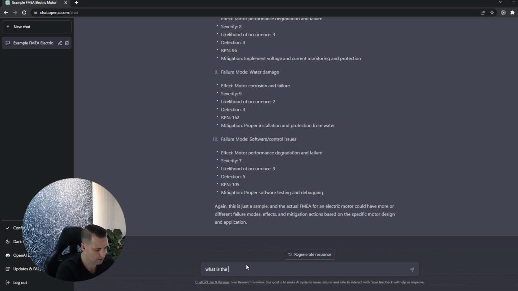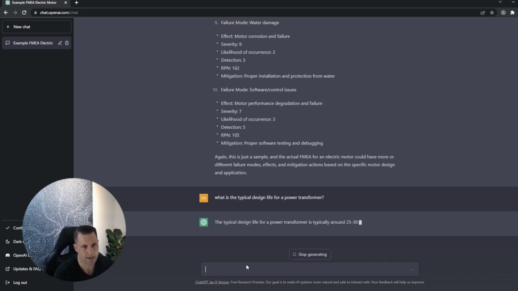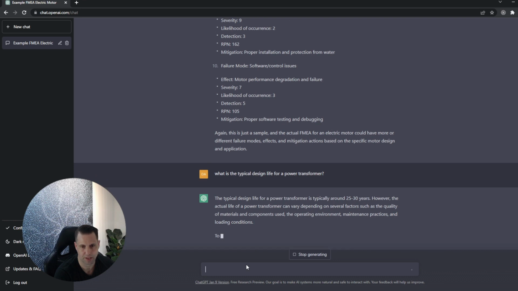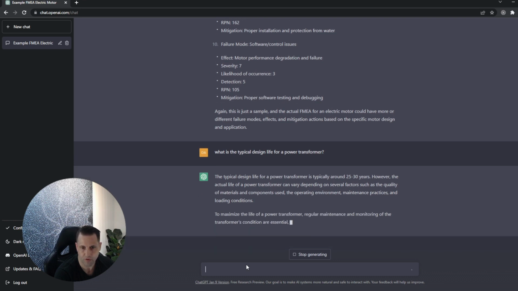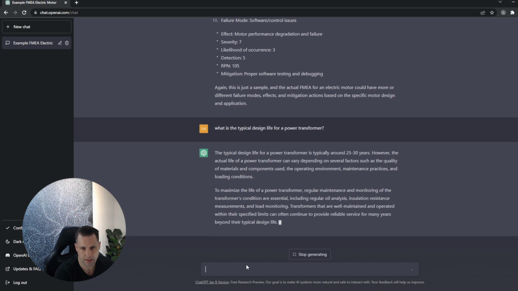What is the typical design life for a power transformer? And you can see I'm from an electrical background too, right? So I'm digging into electrical assets, but I'm assuming it works the same for mechanical ones as well. 25 to 30 years. Okay.